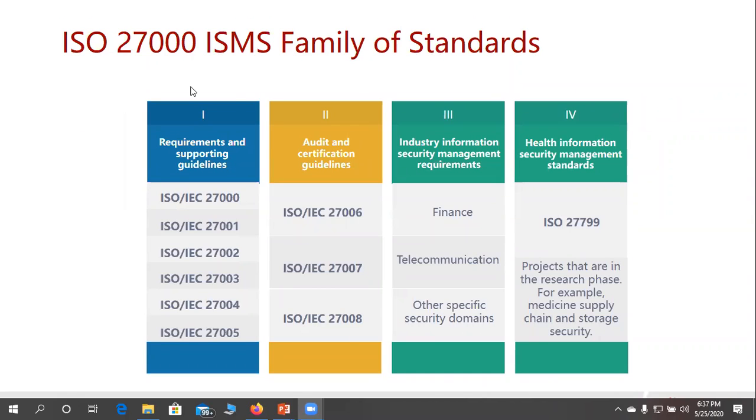So the ISO 27000 family of standards, these are in four groups. We have group 1, which deals with requirements and supporting guidelines. So these are the ones here. There's group 2, which deals with audit and certification guidelines. And then we have group 3, which deals with information security management requirements. And then we have group 4 here, which deals with health information security management standards, which is ISO 27799. So it deals with health information standards.